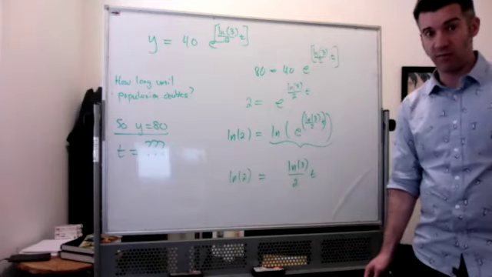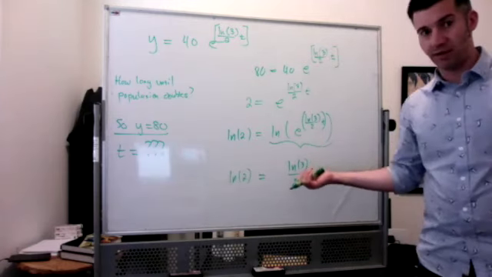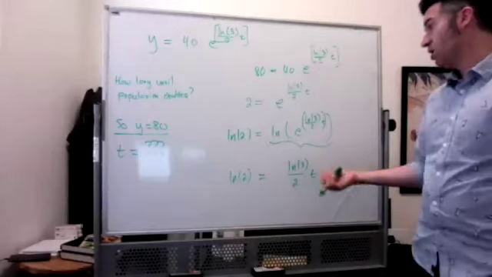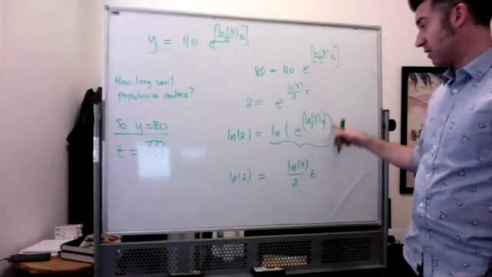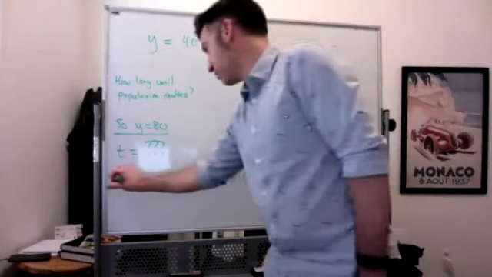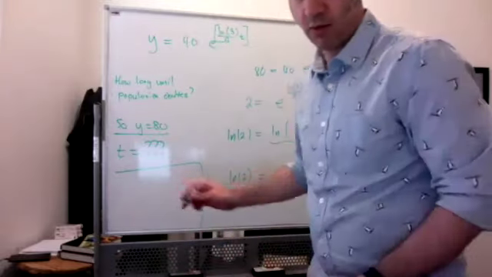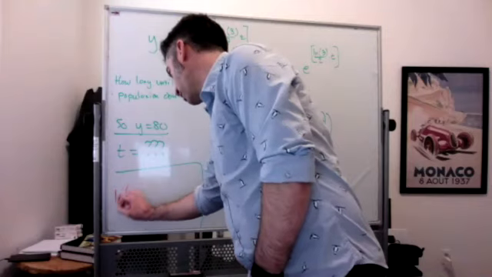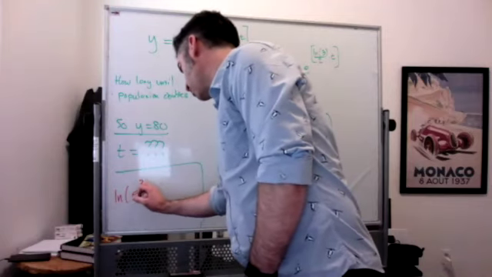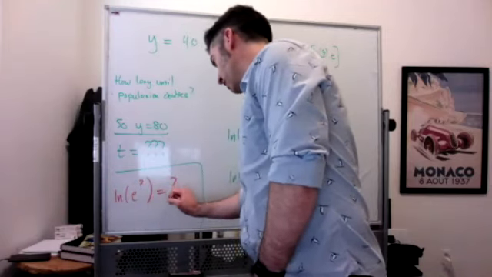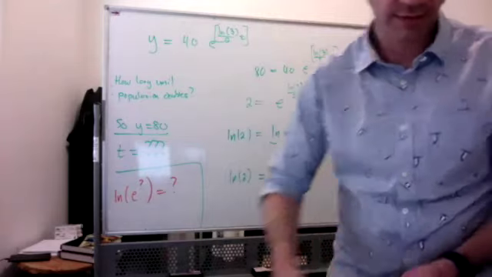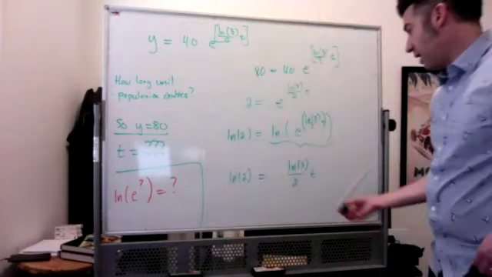I'm definitely going to talk about this more in just a sec, but I want everyone to see that when you take the natural log of e to anything, the natural log of e to any power is just equal to whatever that power is. And then we can solve for t.